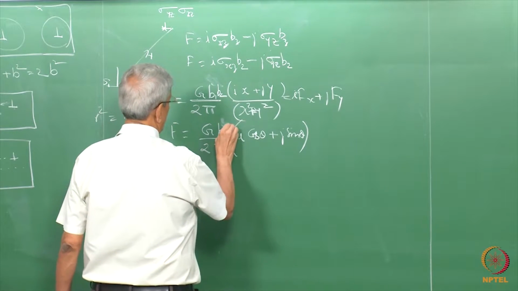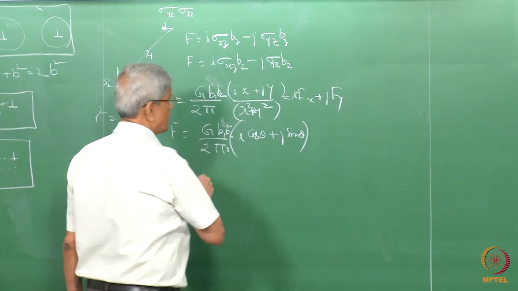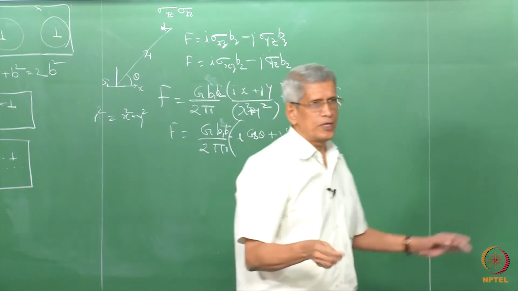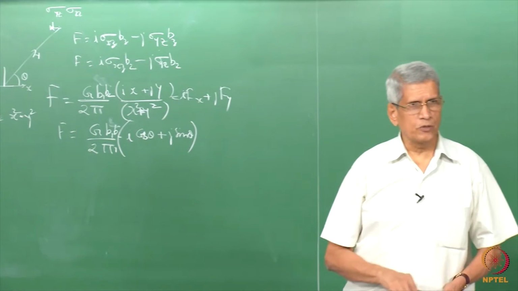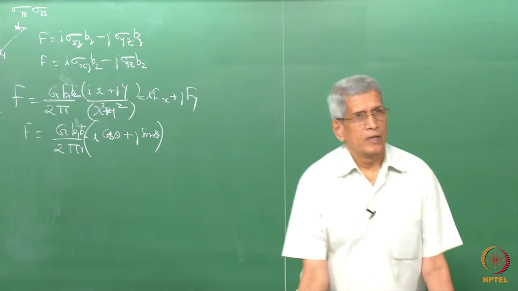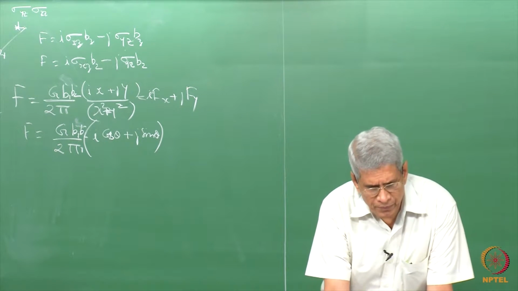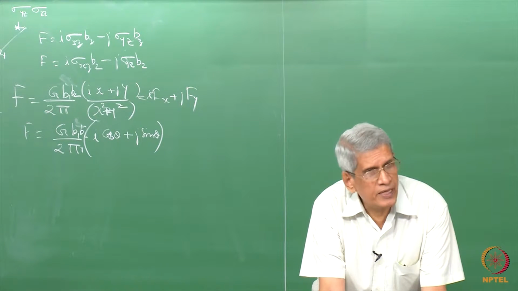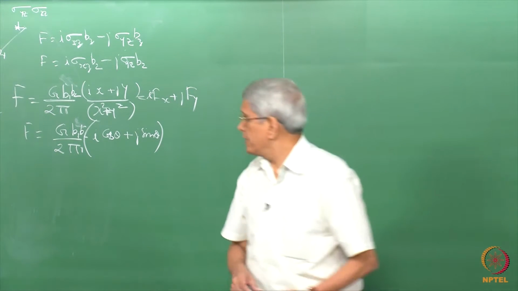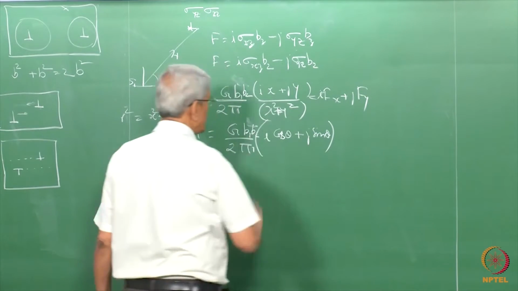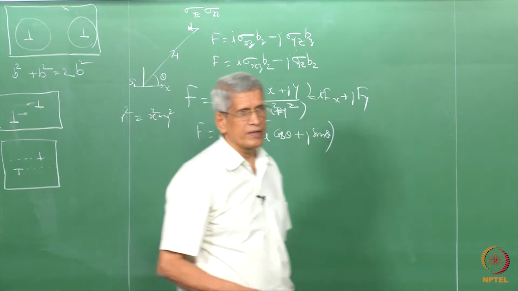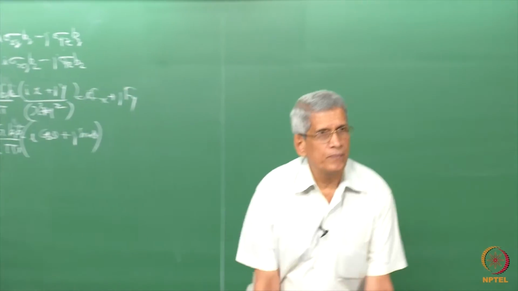B1 is the Burgers vector of the one dislocation. If B1 equals B2, that will become B squared, correct? This expression gives the force which is acting along the line, and here B1 and B2 are the magnitudes of the Burgers vectors of the dislocations which we are taking.